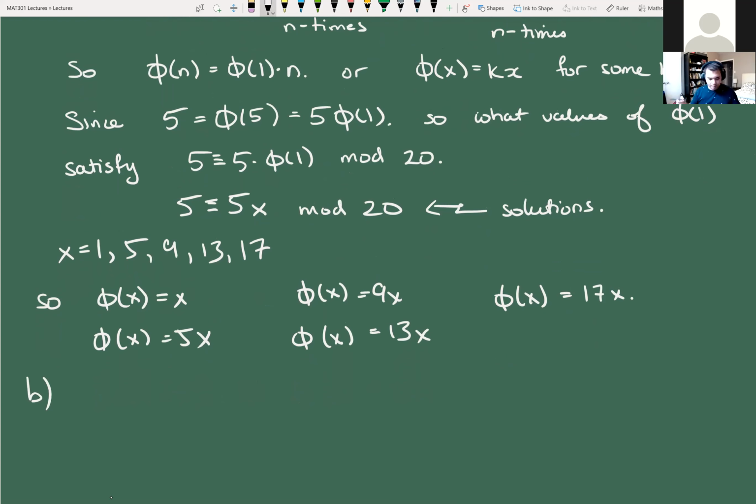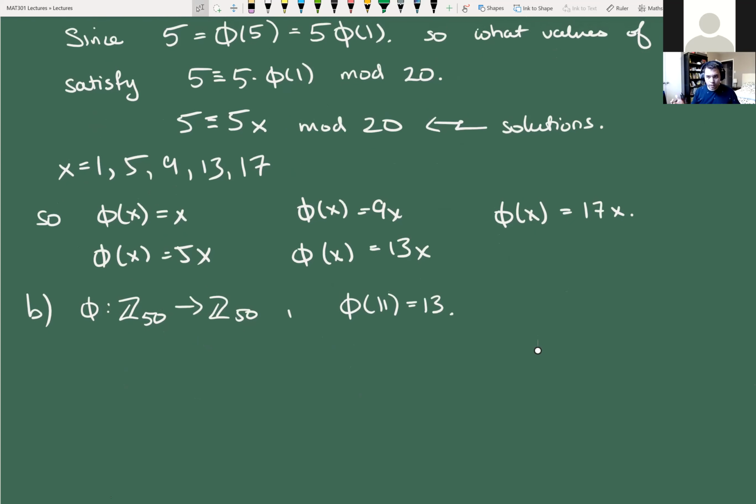Let's do B. I'm not going to give you time to do B, but let's just think about how we would do it. So B is the exact same thing, only we now have Z50 to Z50, right? Just to make it so that now there are like 49 numbers that we need to check. And we know that phi of 11 is equal to 13, right? There are a couple of things that we can immediately tell here. We can do immediately the same thing, right? So we know that 13 is phi of 11, which is 11 times phi of 1. That's still true, right? That's always going to be true for homomorphisms between cyclic abelian groups.